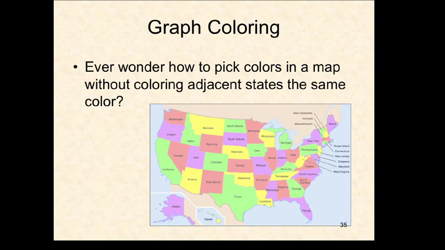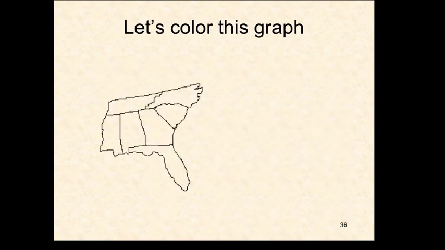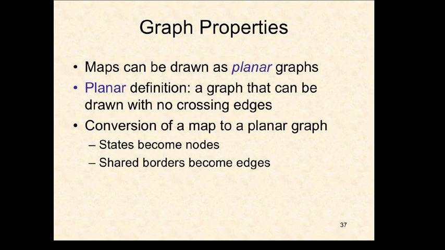Now, when we're talking about a map, maps of countries or states in the US can always be colored with 4 colors. And there's a reason for that. And there's a slide here, let's color this graph. We'll come back. We're going to do lots of coloring this graph in just a minute.